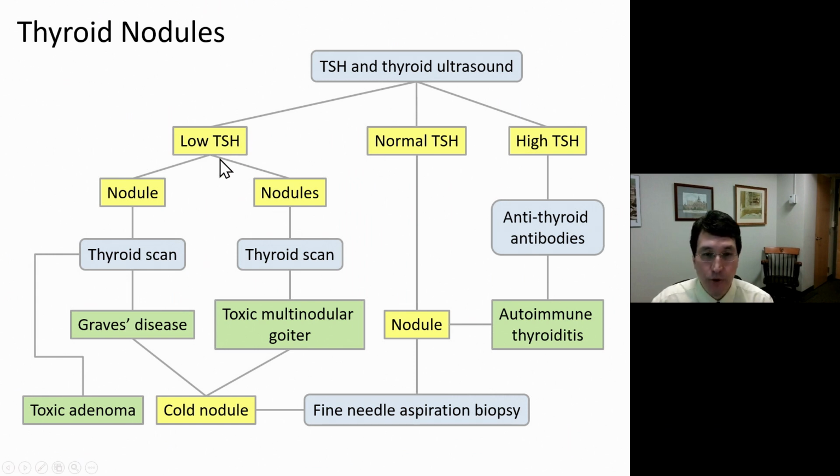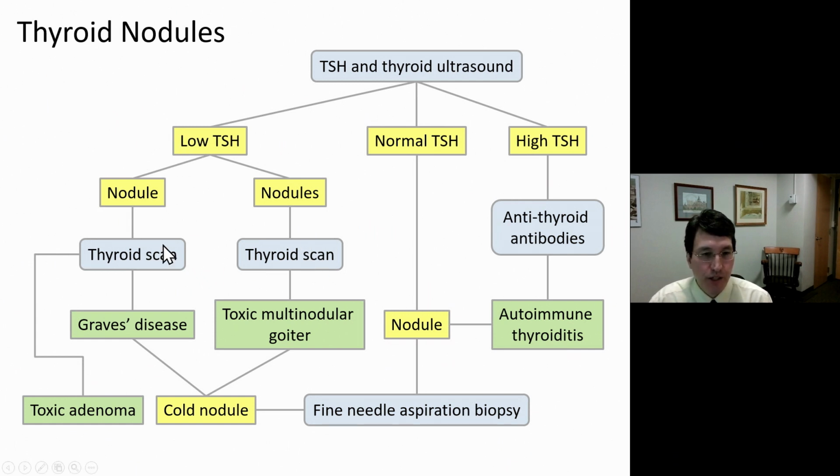When we detect a low TSH level and we know that one or more nodules are present, then the question we usually need to answer is whether the nodule or one or more nodules may be autonomously functioning, maybe hot or warm. And we really want to know that before we determine if patients need to undergo any kind of biopsy procedure. So in this situation, we usually check a thyroid scan.